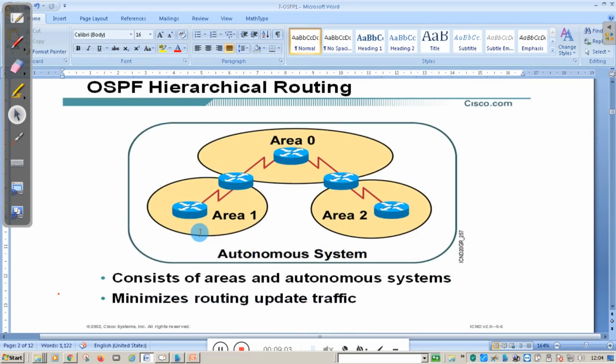So as I said, open shortest path first protocol uses hierarchical routing. Hierarchical routing means that, as I said, autonomous systems are divided into areas. So OSPF consists of areas and autonomous systems, and each autonomous system is divided into areas, and there is one area which is called the backbone area. To that backbone area, other areas will be connected in a hierarchical way. So this will minimize the flooding and the routing update traffic.